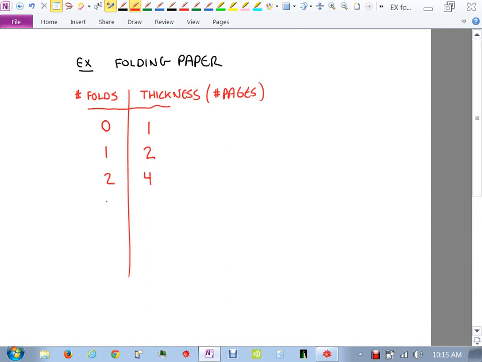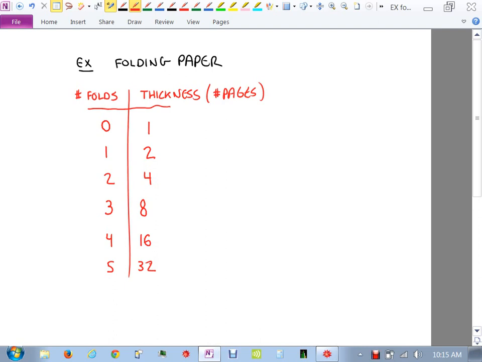If I fold it again, third fold, I'm basically doubling how many I had before, aren't I? So now 8. If I go again, 16. Go again, 32. Follow?